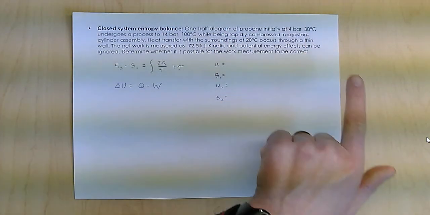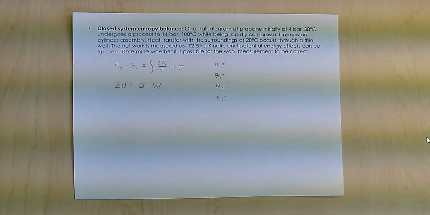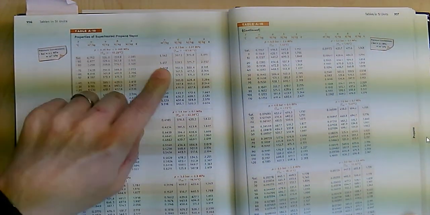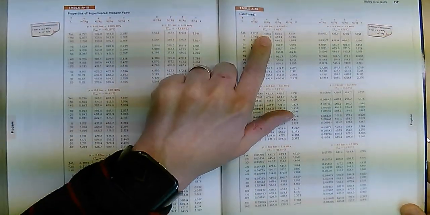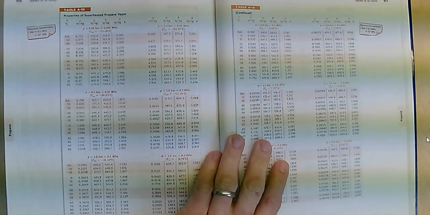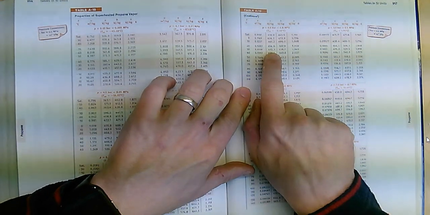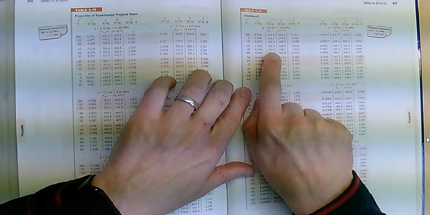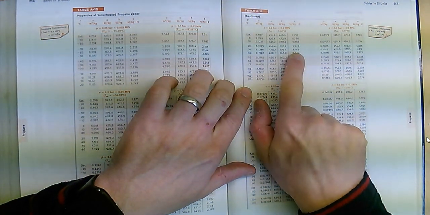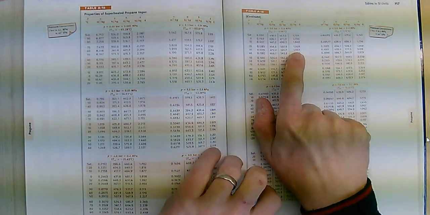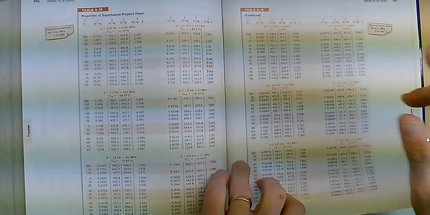Now, this is propane. First state is 4 bar, 30 degrees Celsius. So I go to table A-18 in the book. Again, this is propane. I go to 4 bars, which is right there, and I go down to 30 degrees, which is right here. My U value is 472.2, and my S value is 1.969.